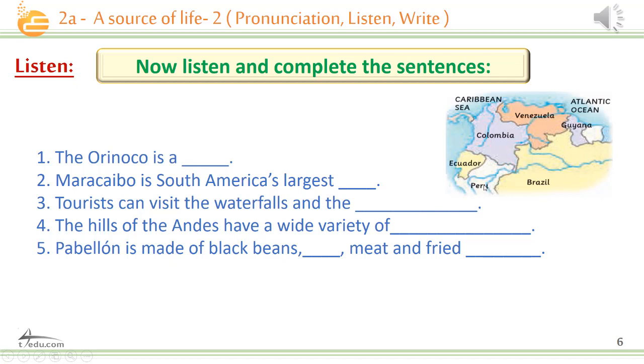Okay, now before we start, can we guess which country this is? Which country are they talking about? They said that it meets the Caribbean Sea and the Atlantic Ocean. So it's Venezuela. Yes, it's Venezuela. Very good. Now let's repeat. I'm going to repeat and we are going to answer each statement alone.